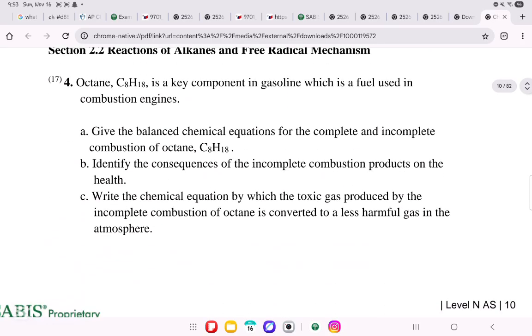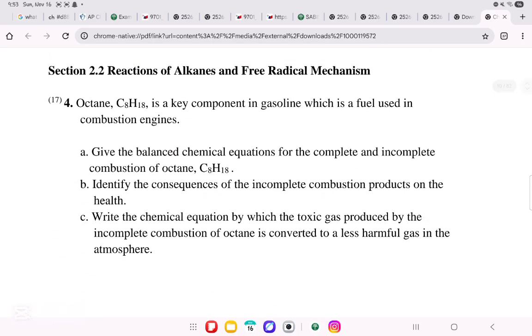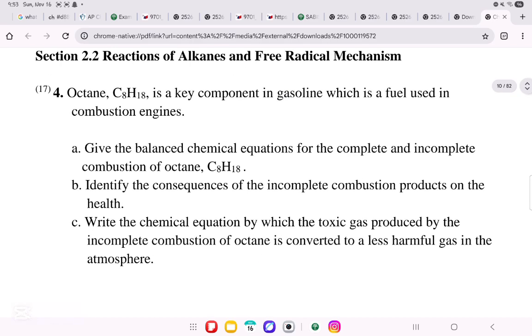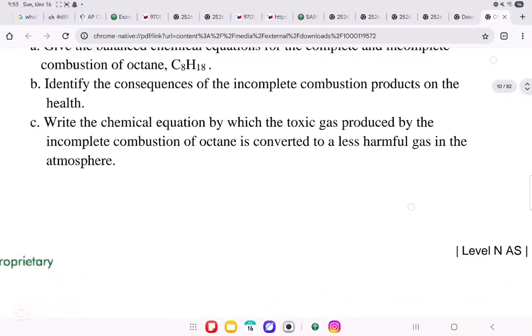We'll move on to section 2.2, which is about reactions of alkanes and free radical mechanisms, okay? So octane, C8H18, is a key component in gasoline, which is a fuel used in combustion engines. What did they tell us? They told us give the chemical equations for the complete and incomplete combustion of octane C8H18.